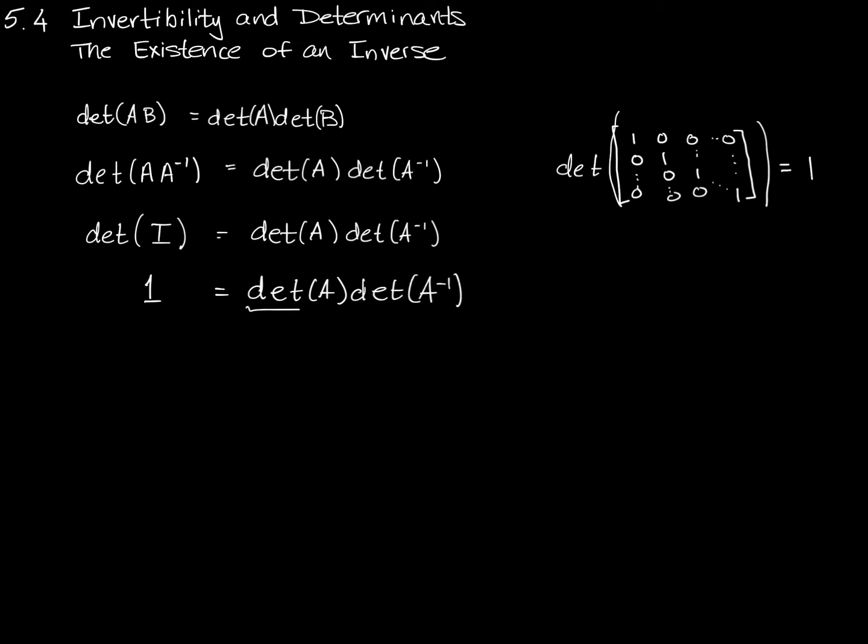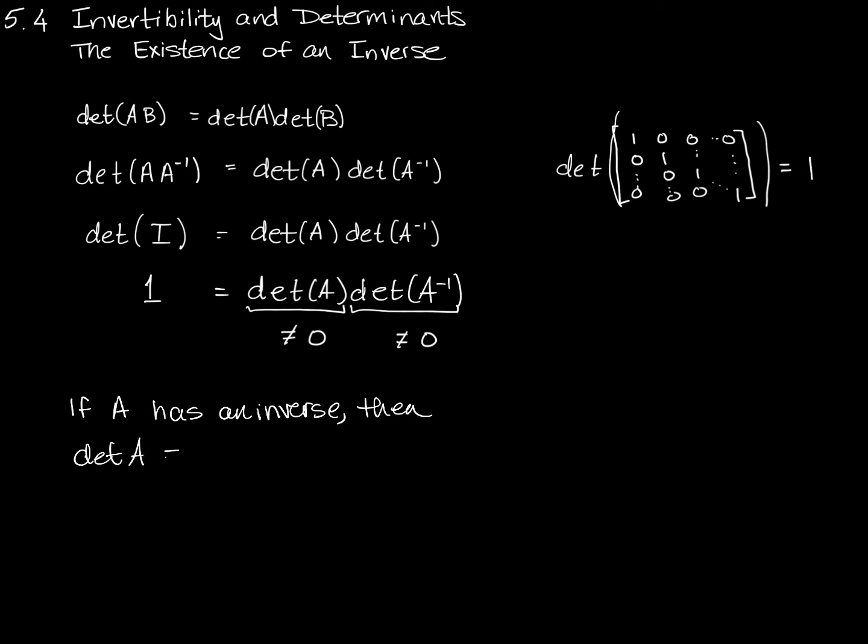Since this is a number and this is a number, and this product is equal to 1, then we know neither one of these is 0. If either one of these was 0, then the product of these two values could not equal 1. All of this is contingent on the fact that A has an inverse. It might not, but if it does, then we can say that the determinant of A is not 0 and the determinant of A inverse is not 0. The important takeaway from this is if A has an inverse, then the determinant of A is not 0.